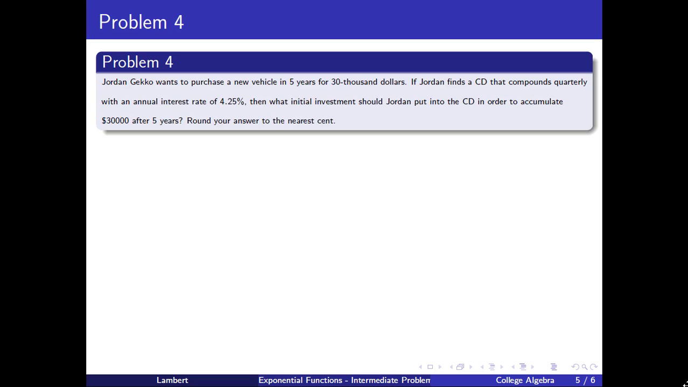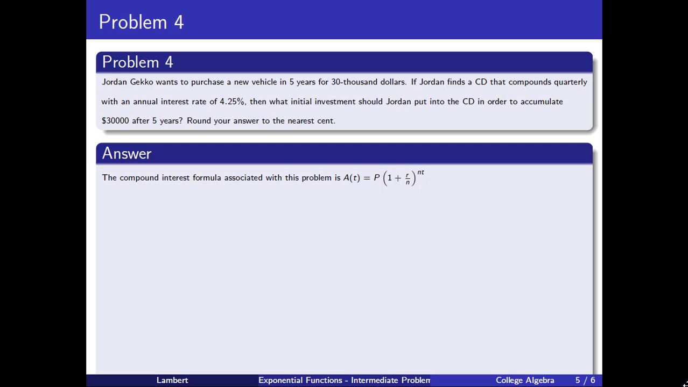So we first have to think, what sort of formula are we going to be using? And since you see this compounds quarterly, that should be a big indicator that, hey, we are using the compound interest formula. So keep in mind we're using that A of t equals P times the quantity 1 plus r over n raised to the nt power. All right, so now we need to find what are we looking for, what are we actually dealing with here. We want to find the initial investment. So that's going to be a little bit different than our usual case. So since we're finding the initial investment, that's actually our P value.